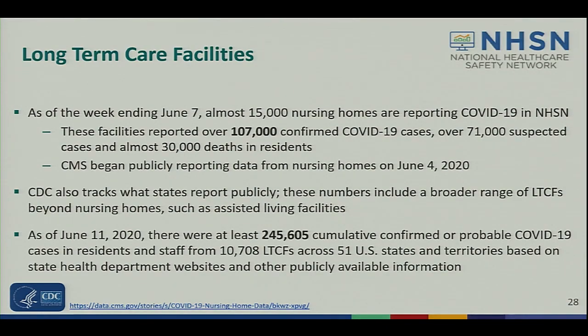CMS released a rule on April 30th requiring all nursing homes certified by CMS to report data through CDC's National Healthcare Safety Network, or NHSN. As of the week ending June 7th, almost 15,000 nursing homes are reporting through this COVID module. The facilities reported over 107,000 confirmed cases, over 71,000 suspect cases, and almost 30,000 deaths in residents.